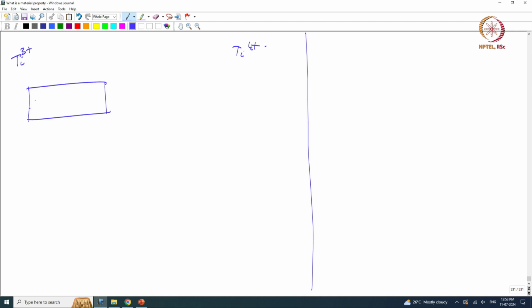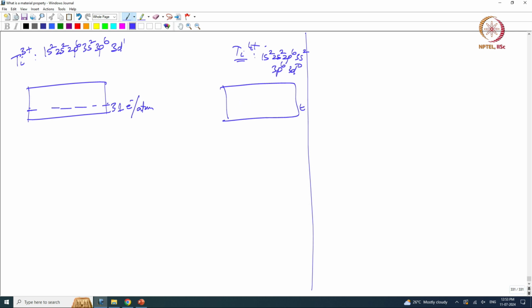So, my valence band, titanium 3 plus, is 1s2, 2s2, 2p6, 3s2, 3p6, 4s0, but I have a 3d1 here. So, my d orbital has 1 electron per atom, right. In titanium 4 plus I have 1s2, 2s2, 2p6, 3s2, 3p6, 3d0, right. So, if I form a band out of all these titanium atoms, this band is empty.